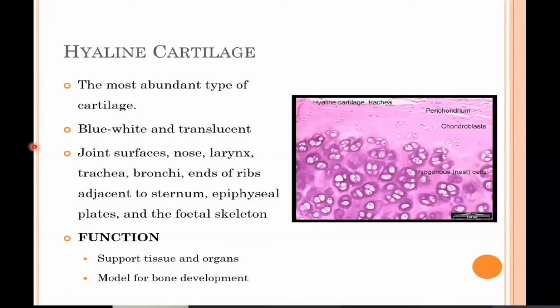They are present in the joint surfaces. They are present in the nose, larynx, trachea, bronchi, or ends of the ribs adjacent to the sternum, and the epiphyseal plates, which are the growth plates in the long bones, and also in the fetus as their early template skeleton. And this type of cartilage can be easily calcified to become bone. It supports the tissue and organs and also provides the template for bone development.